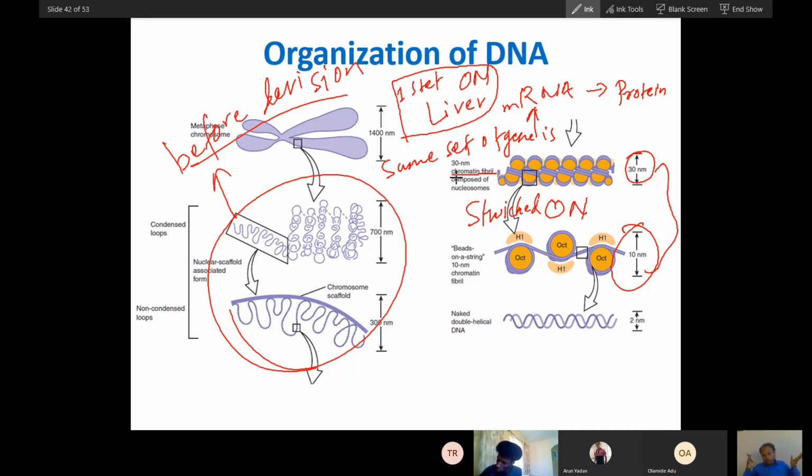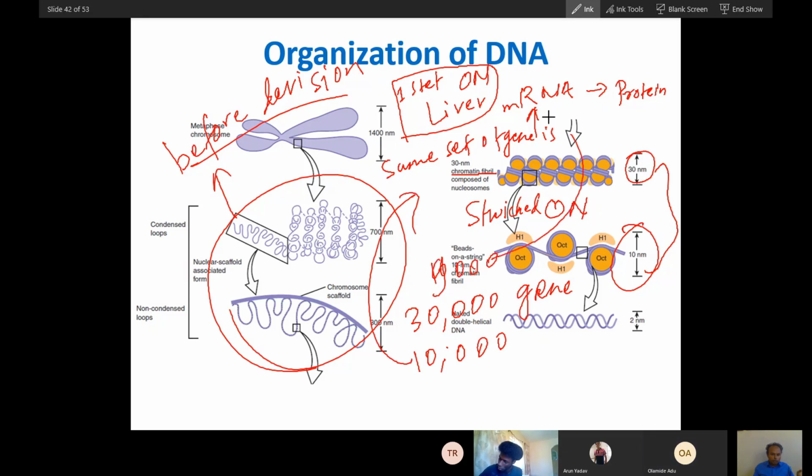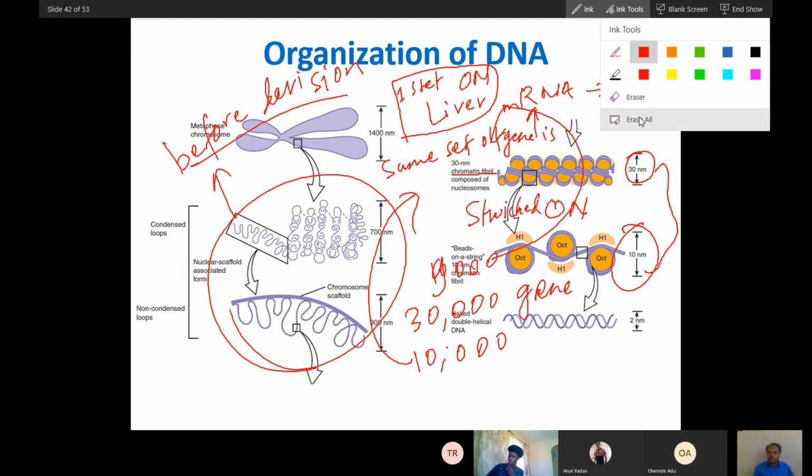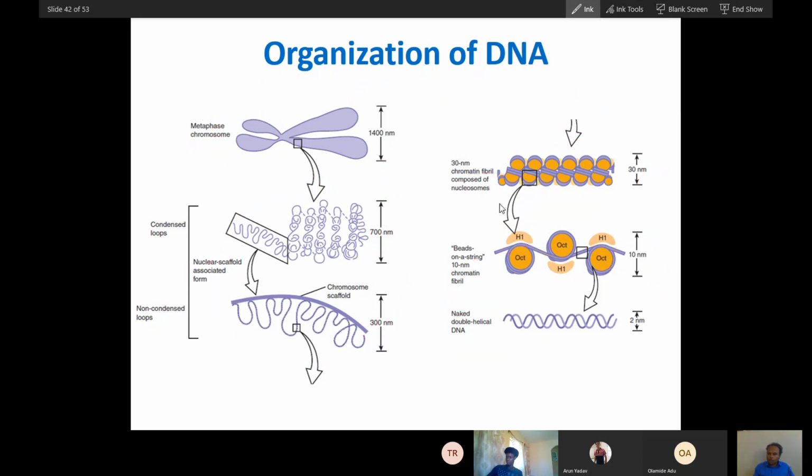You know, our whole genome has about 30,000 genes, and all genes are not expressed in all tissues. Maybe one set of 10,000 is expressed in liver, and another set of maybe 9,000 is expressed in muscle. That is how our tissues are different from each other. And the genes which are switched on, those chromosomes are in chromatin fibril or bead-on-string structure.